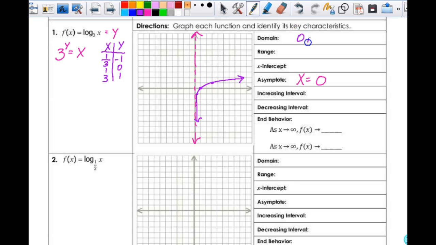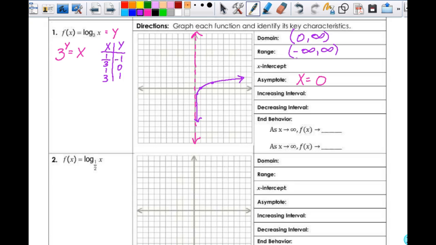Good. 0 to infinity. Do I include 0? No, I do not, because there's an asymptote there. What's my range? Negative infinity to positive infinity. So your range is going to be negative infinity to positive infinity on all of them. Even with any transformations, that is always going to be your range. Your domain can change, and it could change from your translations left and right. Okay, but range is always that.